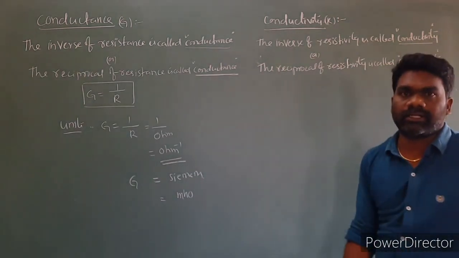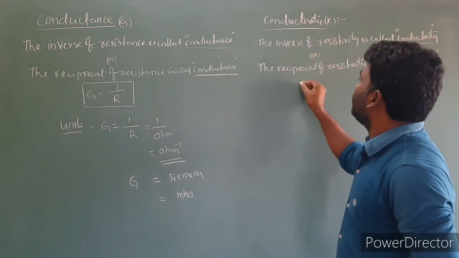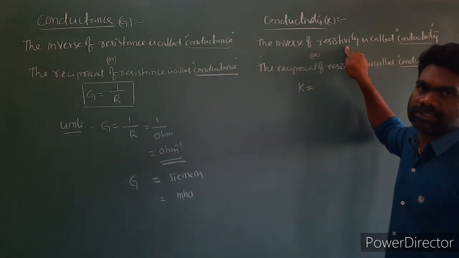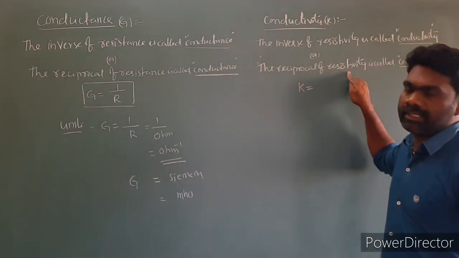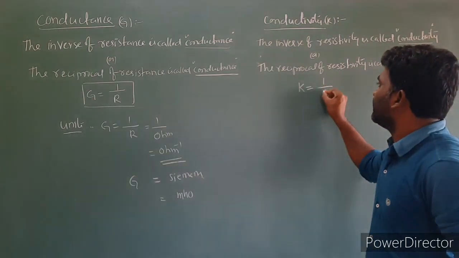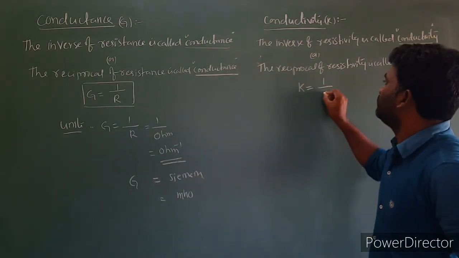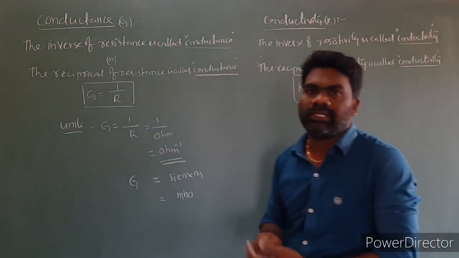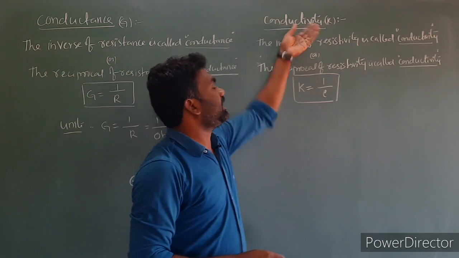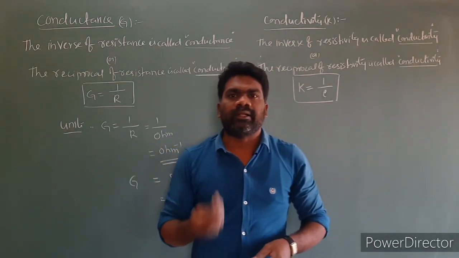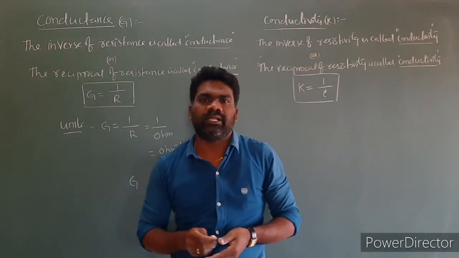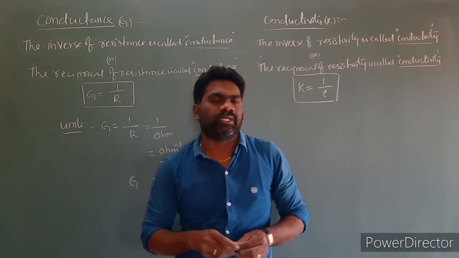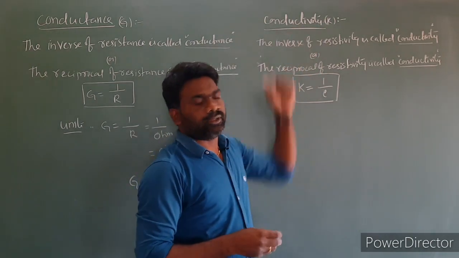Let us write the formula. Conductivity K is equal to the inverse of resistivity, nothing but the reciprocal of resistivity, so K is equal to 1 by rho. This is the formula for conductivity. We can define conductivity in another way: the conductance of a conductor of 1 meter length and 1 meter square area of cross section is called conductivity.